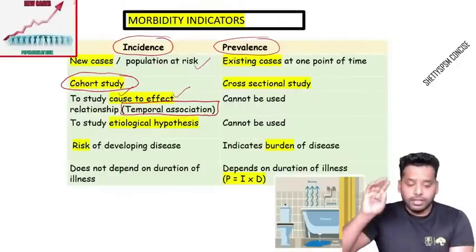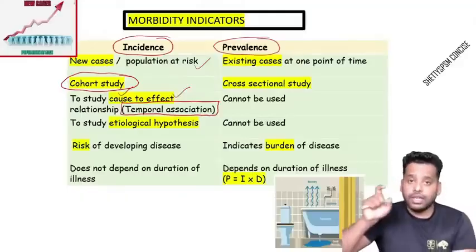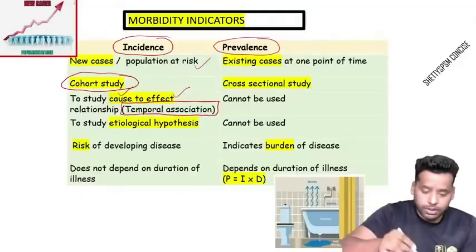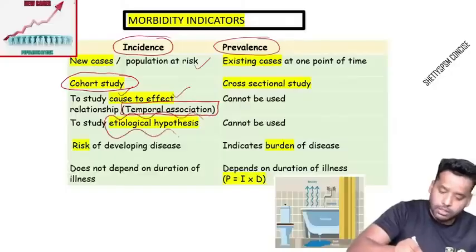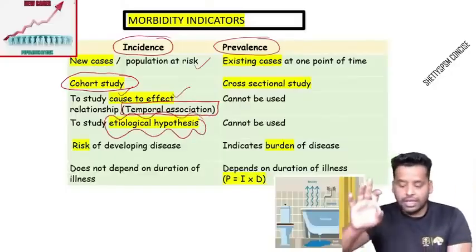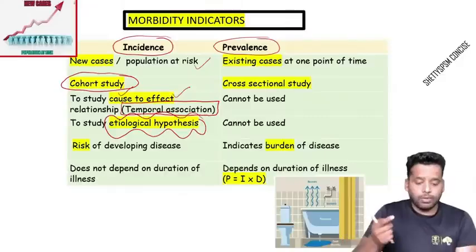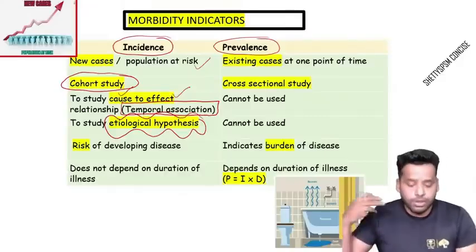That is why incidence will help in studying etiological hypothesis. Tell me true or false. Incidence will help in studying etiological hypothesis because you are starting from a smoker.